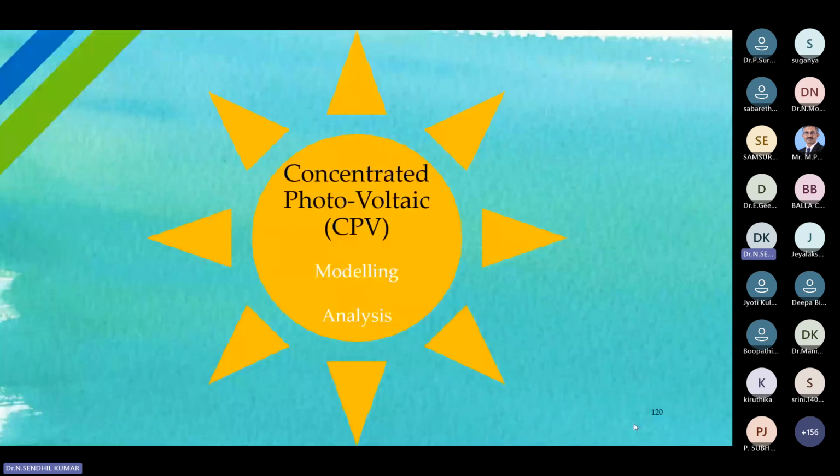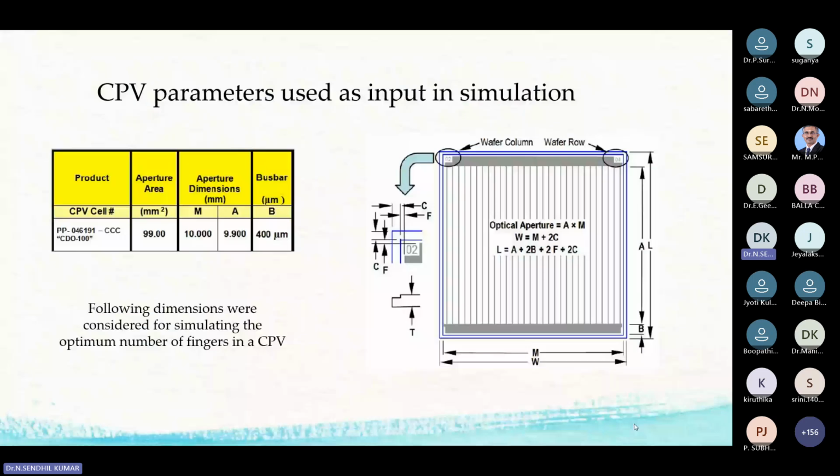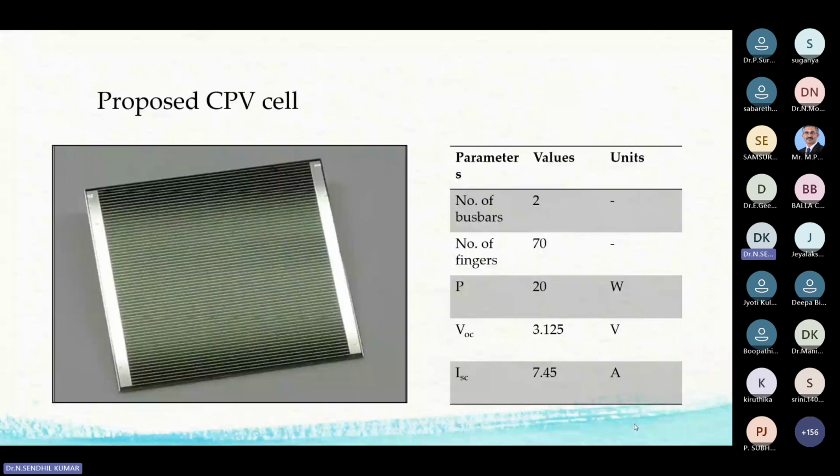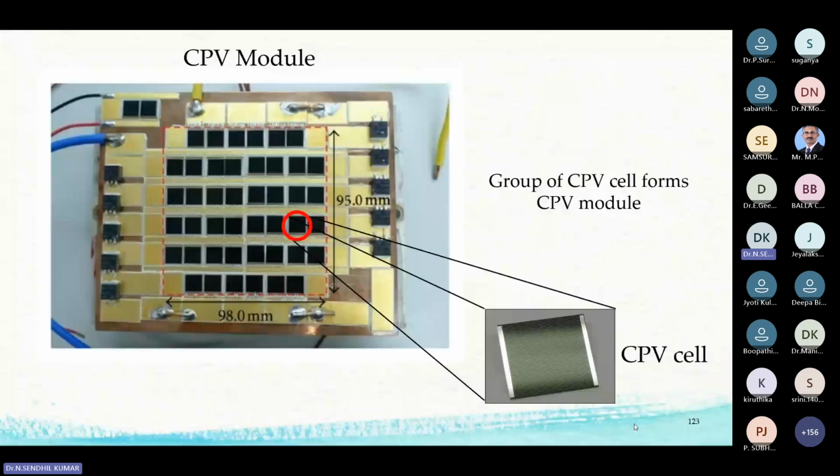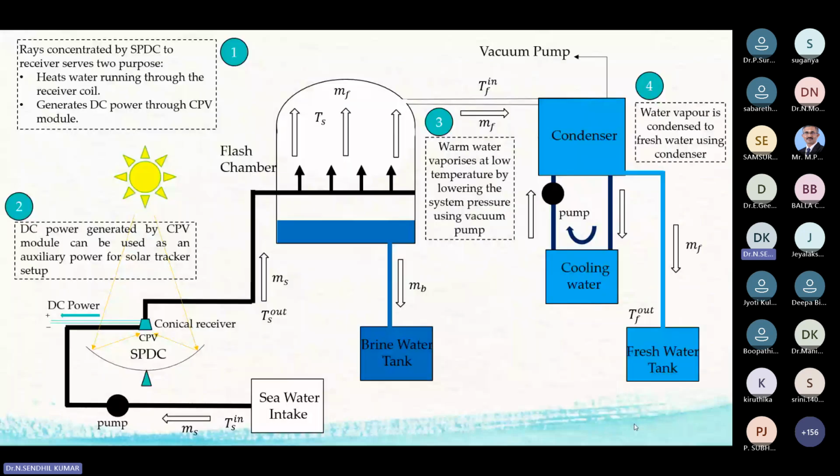CPV modeling also we are working on: how many bus bars, how many fingers should be there. Accordingly, the CPV parameters will change. These are the record CPV, and then the CPV will be integrated in the solar parabolic dish. We are converting 2D. That means 2D: the first D for DC power and the second D for desalination. That is the thing, 2D, DC and desalination.